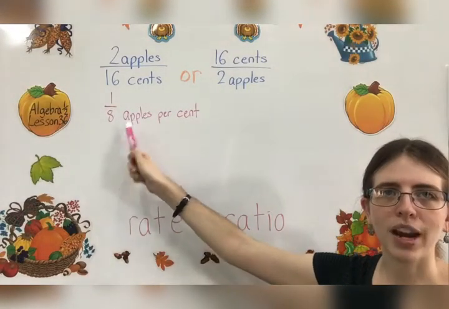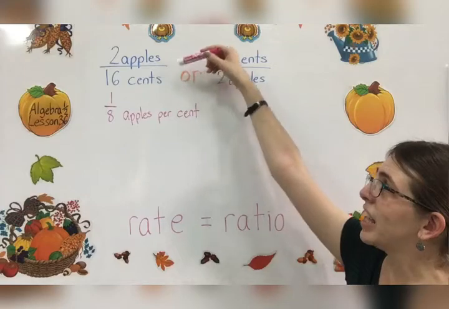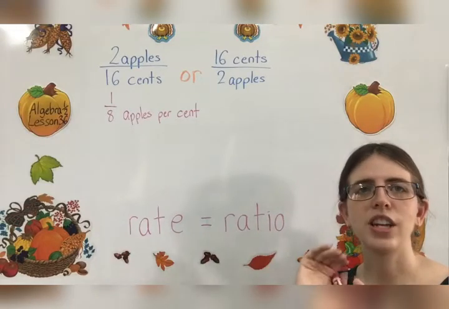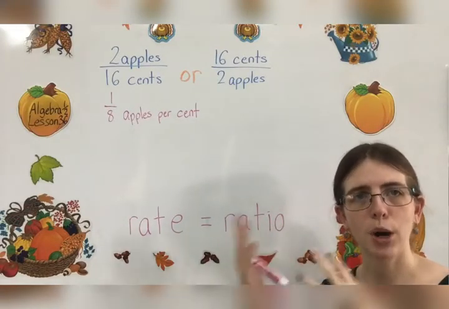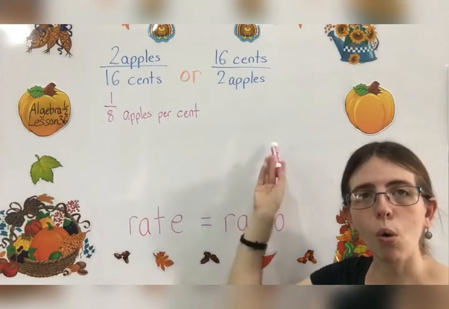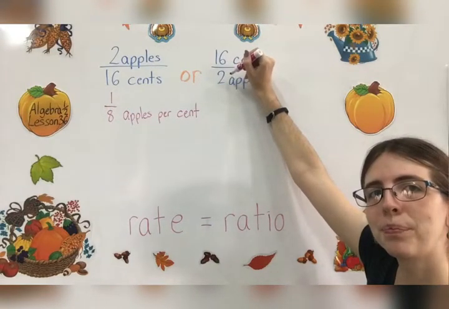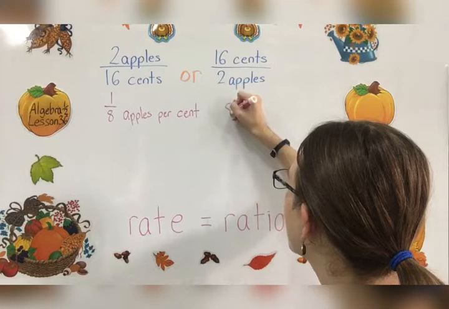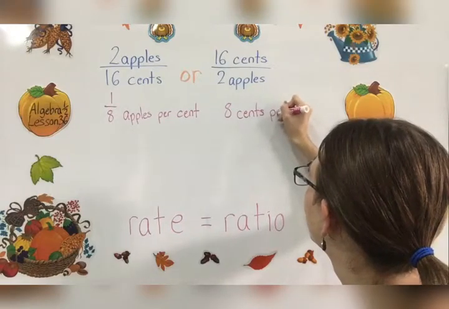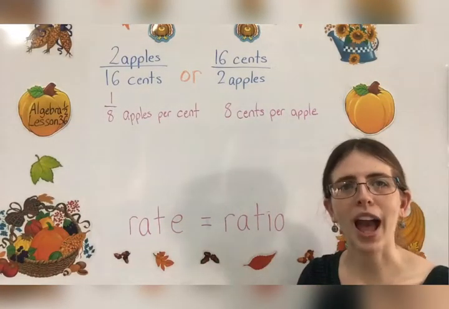So for every cent, I have 1/8 of an apple is what this is saying. When I reduce it, I write my numerator unit first and then my denominator unit, because that's exactly what the fraction bar means. It's division, which is often represented with the word per. So apples per cent, 1/8 apples per cent. Or for this ratio, I need to first simplify. 16 divided by 2 is what? 8. Excellent. So this one would be 8 cents per apple, since cents is the one on top.